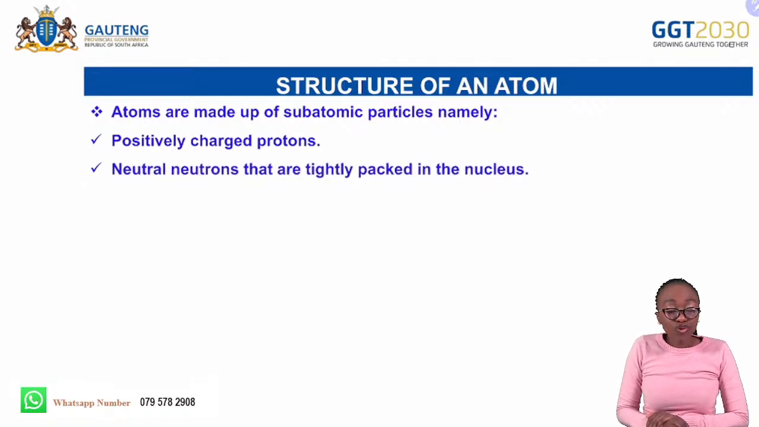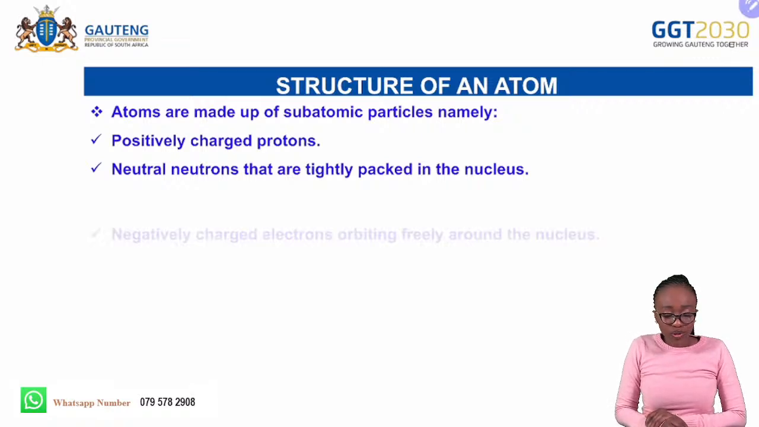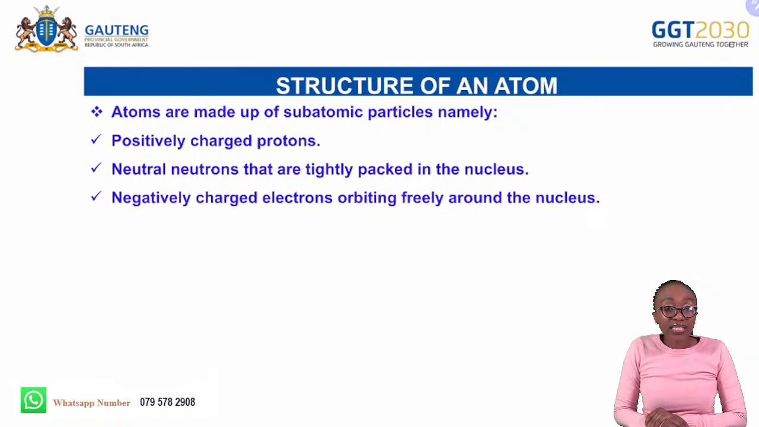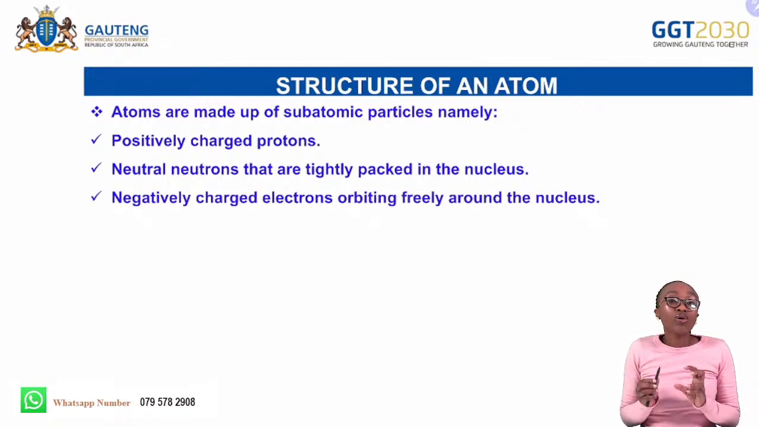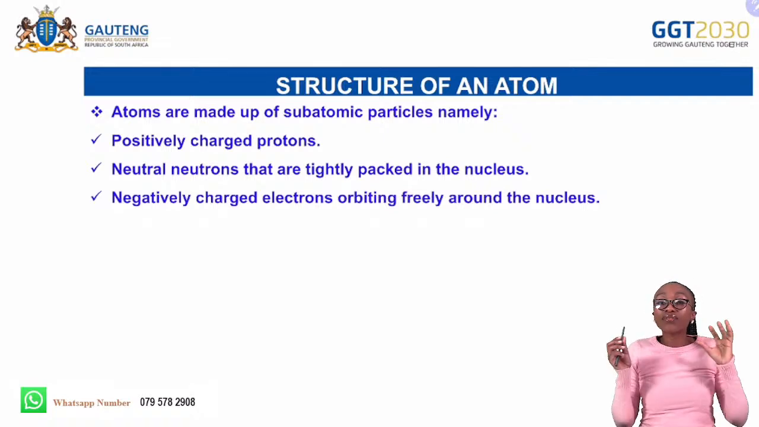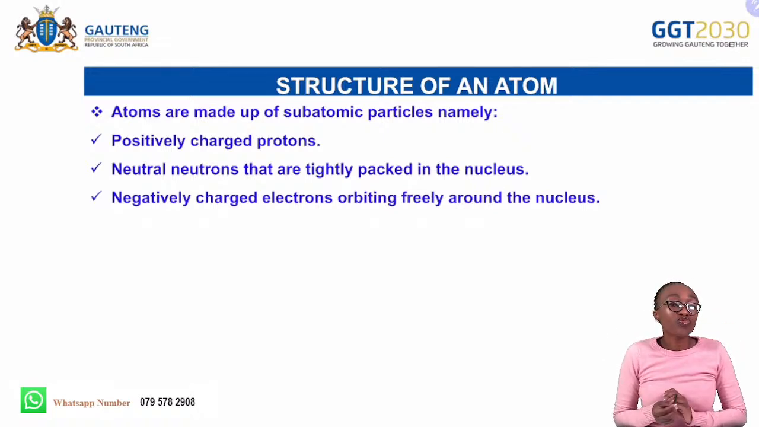And then we have neutrons. These are also found in the nucleus of the atom. They are tightly packed in there together with the protons. And then we have negatively charged electrons. These are found orbiting freely around the nucleus. So we know that within the nucleus we've got protons and we've got neutrons, and then outside of the nucleus, this is where we find your electrons orbiting around.